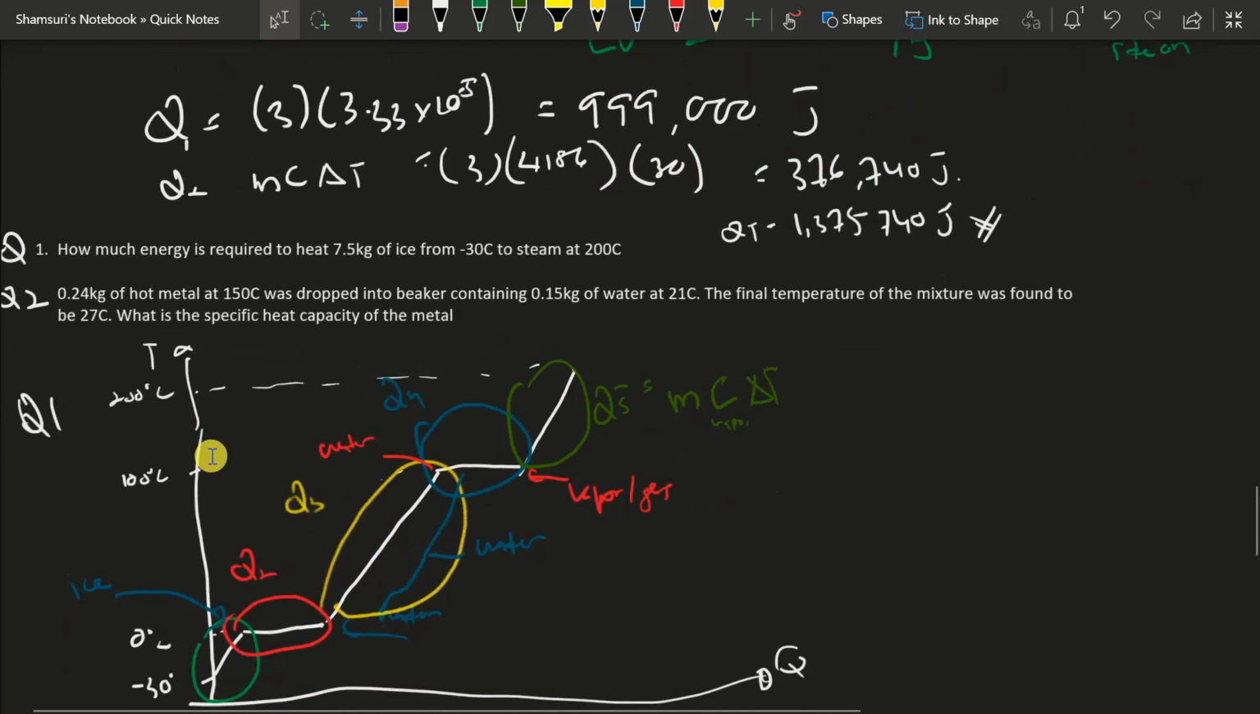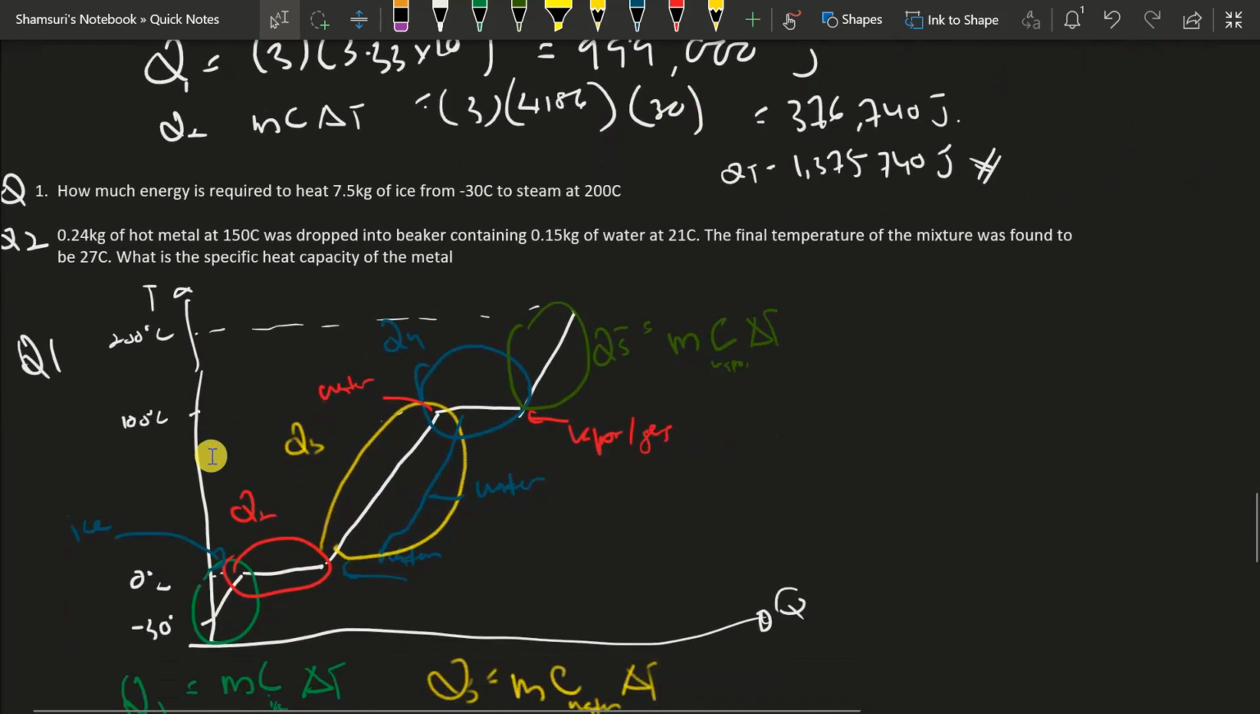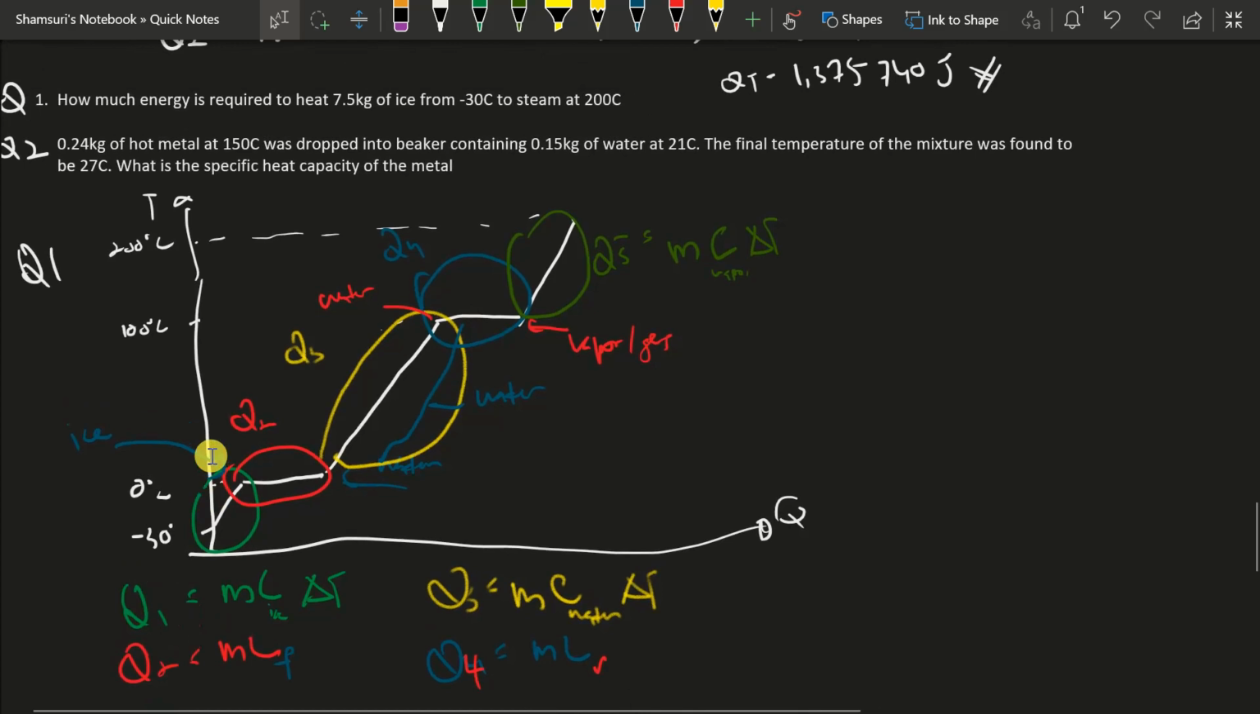Okay, the 0.24 kg hot metal at 150 degrees was dropped into the beaker containing 0.5 kilogram of water at 21 degrees. The final temperature of the mixture was found to be 27. What is the specific heat capacity of the metal?